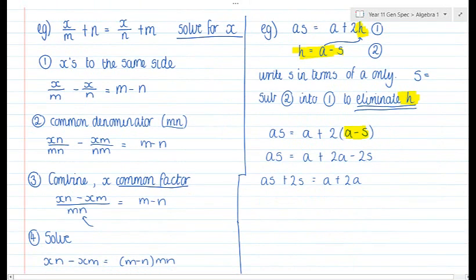S is a common factor, so we have to bring it out, otherwise we can't solve. And a plus 2a. And finally divide through by a plus 2. So s equals a plus 2a over a plus 2. And of course I should add a plus 2a: 3a over a plus 2.